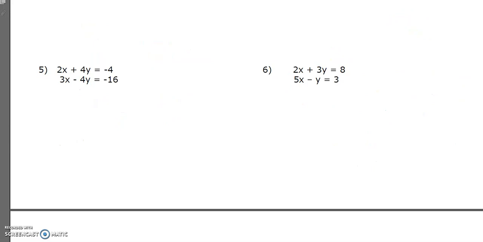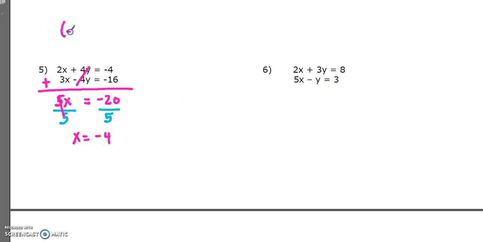Okay, we're still solving. This time I think I'm going to do elimination because of the way it's set up. I have my x values and my y values all lined up nicely for me. So if I just add my two equations together, I have 2x plus 3x, which will give me 5x, 4y plus a negative 4y, that is gone. And then negative 4 plus negative 16 will give me a negative 20. And then I just divide by 5 on both sides. And I will end up with a negative 4 for my x value.